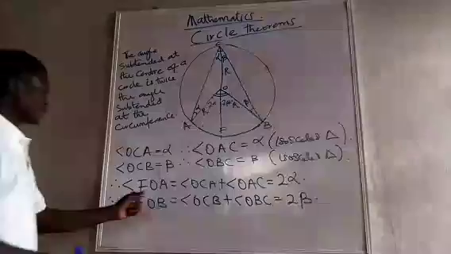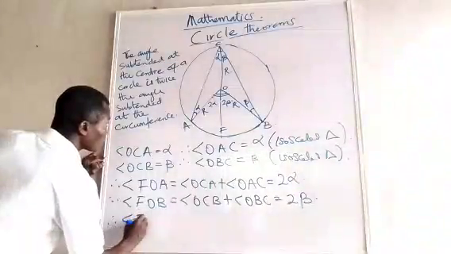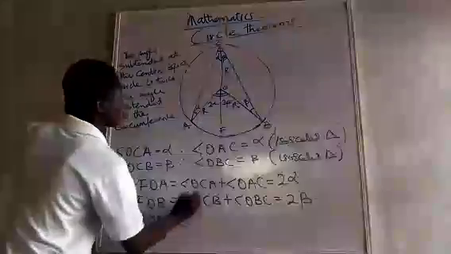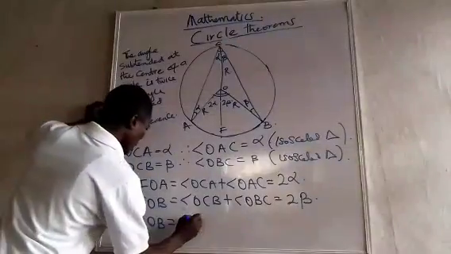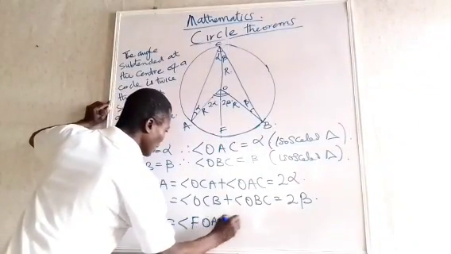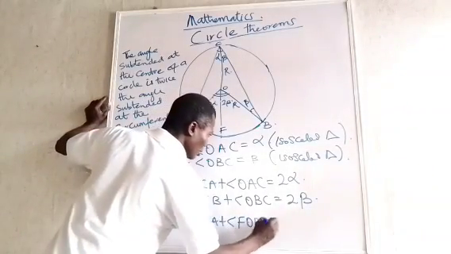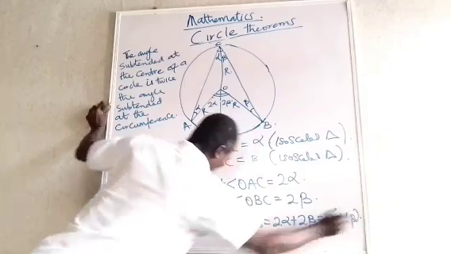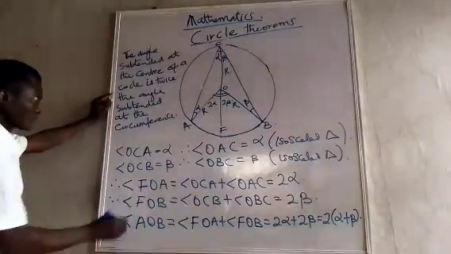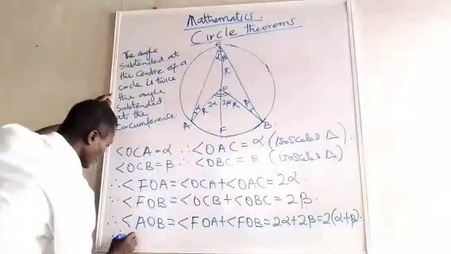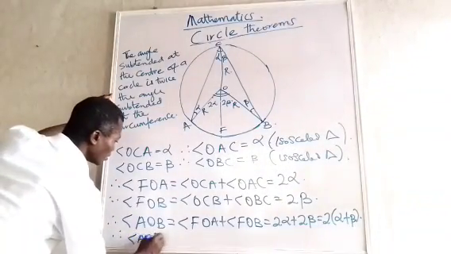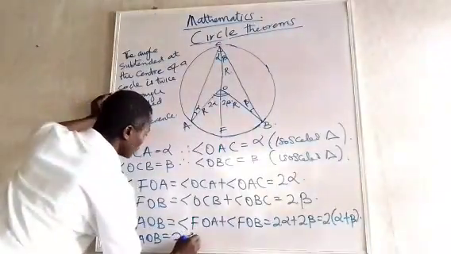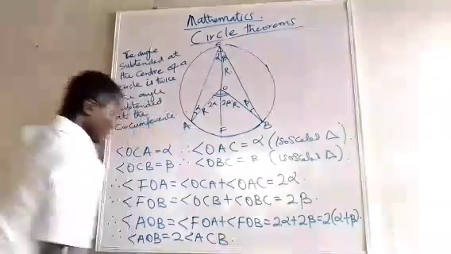So you can see, with this, therefore, angle AOB is equal to angle FOA plus angle FOB, which is equal to 2 alpha plus 2 beta, which is equal to 2 into alpha plus beta. Therefore, angle AOB is equal to 2 into angle ACB. So that is proved already.